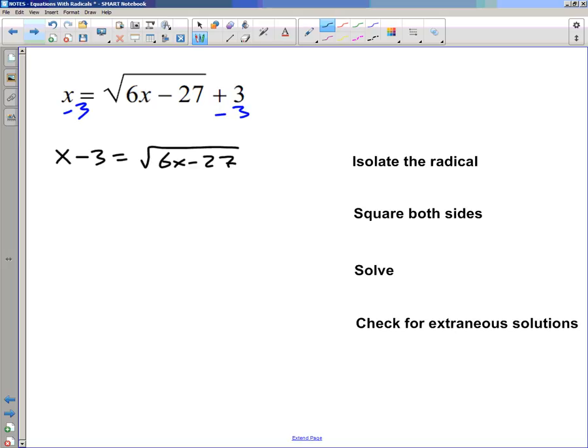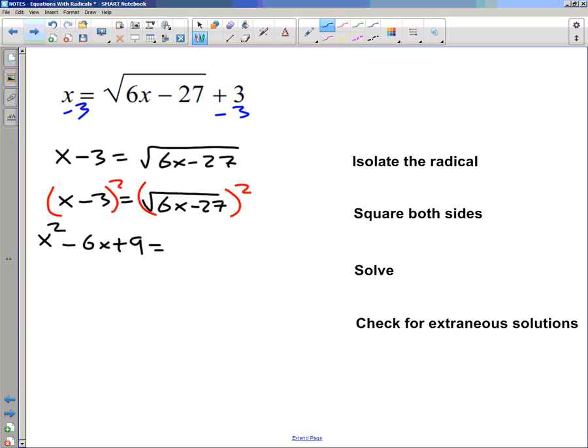Okay, next we're going to go ahead and square both sides. That should get rid of that radical. It's important that we square both sides and not just every term in the equation. Don't forget to put parentheses around both sides. And when we square x minus 3, we're going to need to use our shortcut. So that's going to be x squared. Squaring the negative 3 will give us a plus 9, and then our middle term is going to be 2 times x times negative 3, or negative 6x. Over here, when I square that radical it's just going to disappear.